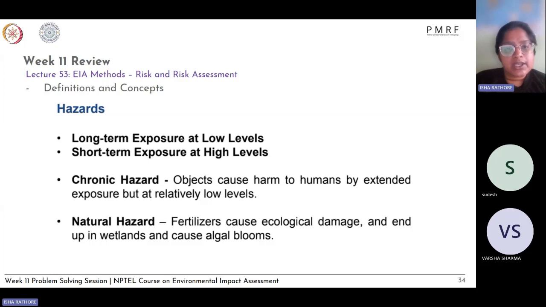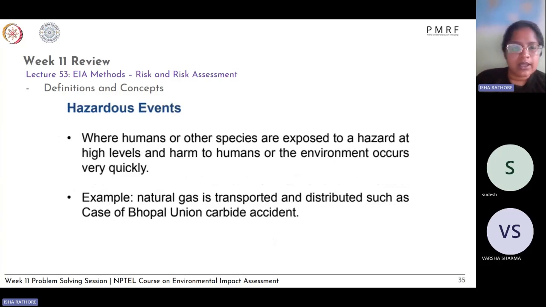We also looked up at chronic hazards. So this is when objects can cause harm to humans by extended exposure, but at relatively low levels. The second is natural hazards. So things like fertilizers can cause ecological damage and end up in wetlands and cause algal blooms or eutrophication. So when any environmental parameter is being affected, those are natural hazards.